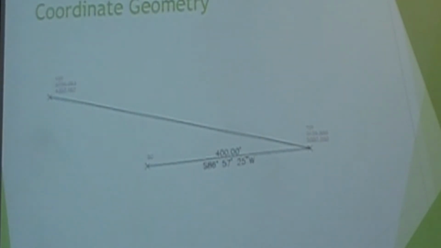We're starting at point 101 with the coordinate values that are given there. And we are asked to calculate the coordinate at 50, the end point of the line, at a 400-foot distance and a southwest bearing of 86°57'25". Okay, so we're looking at this problem. Again, we're starting at 101 with given coordinates. We're looking for 50. We have the bearing and distance information.